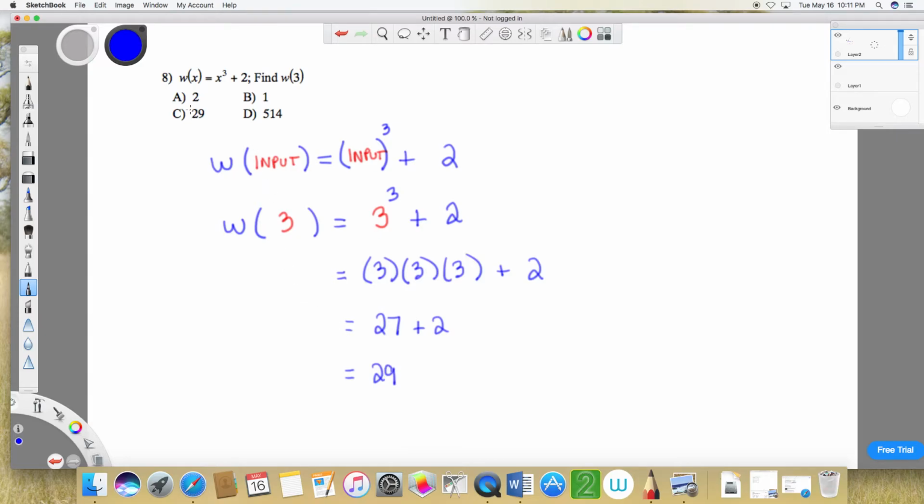So there we have it: if you evaluate this function at 3, the input is 3 and the output of this function is 29.